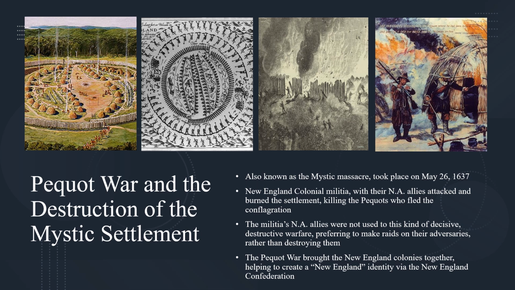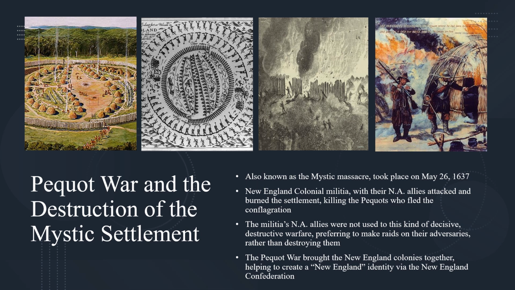The English and their allies killed most of the survivors of the fire, but the Narragansett and Mohegans were shocked at the brutal, decisive way in which the English fought their wars. Remember, the Native Americans of the Northeast were no strangers to warfare, but they did not believe in complete destruction of their enemies. The war basically destroyed the Pequot tribe, forcing its surviving members to join the Narragansetts, the Mohegans, or the Mohawk people further to the southwest.